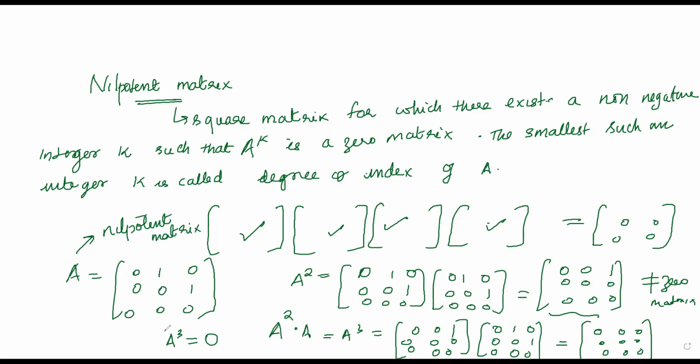And what is the index? Index is 3. Why? Because when I multiply that 3 times, that is cube, when I do the cube, I'm getting zero matrix. Understood? Okay. So that is nilpotent matrix.